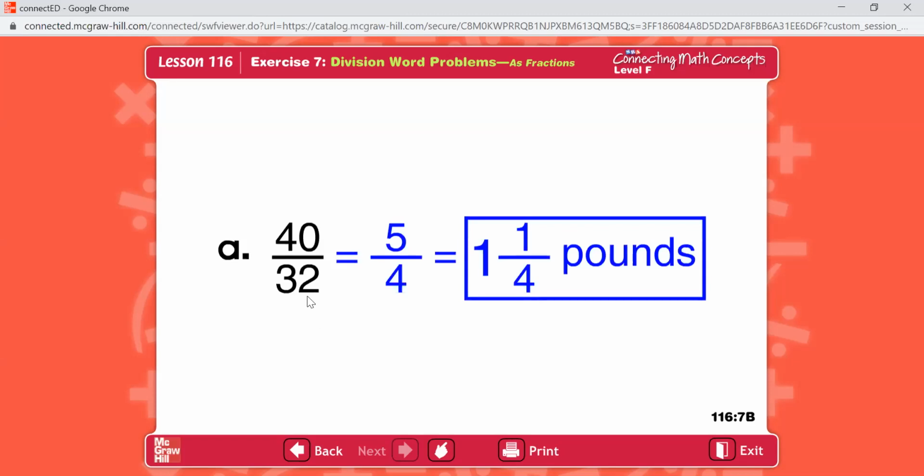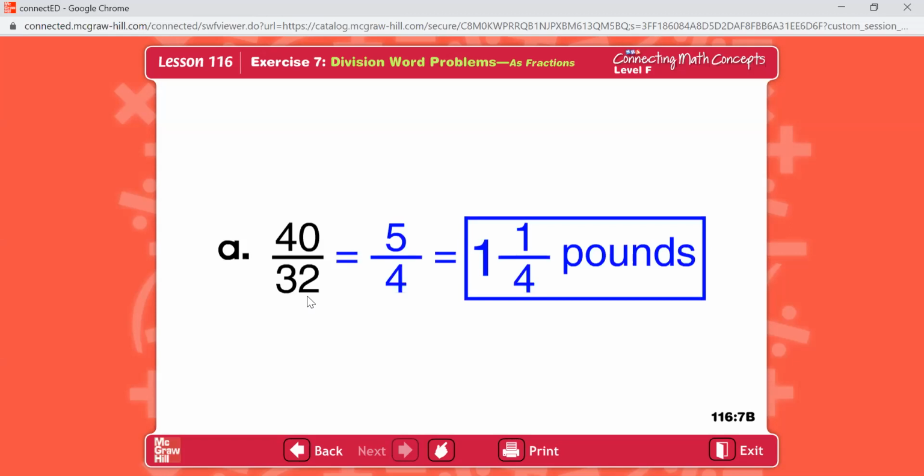Problem B. Lacey has 3 pounds of salad. She wants to make 4 equal servings. How much salad will be in each serving? Go ahead and work the problem. There would be 3/4 pounds salad in each serving.